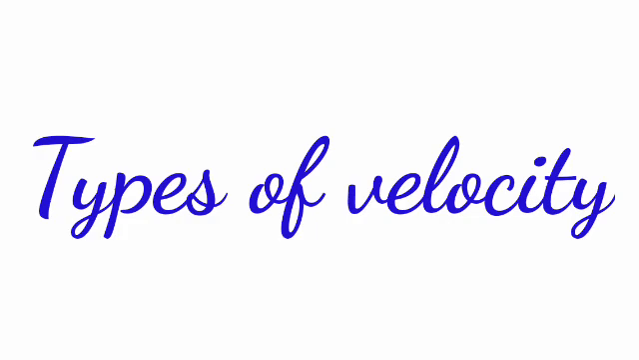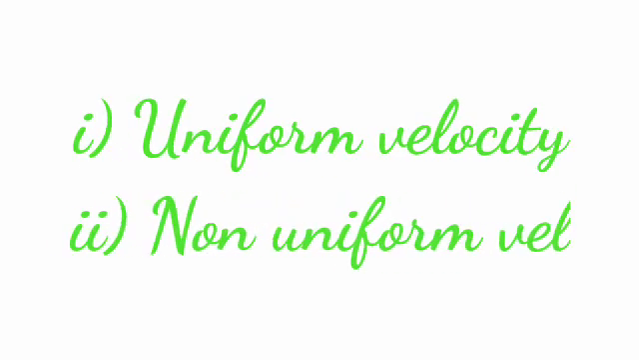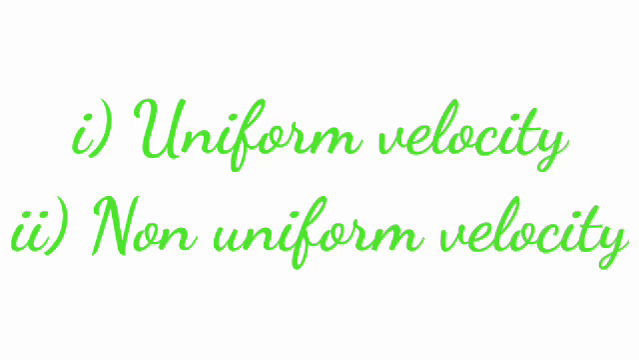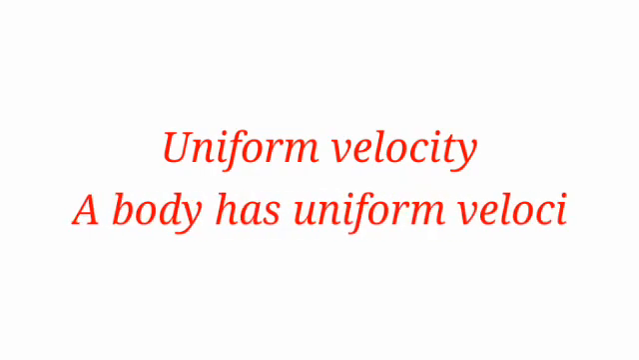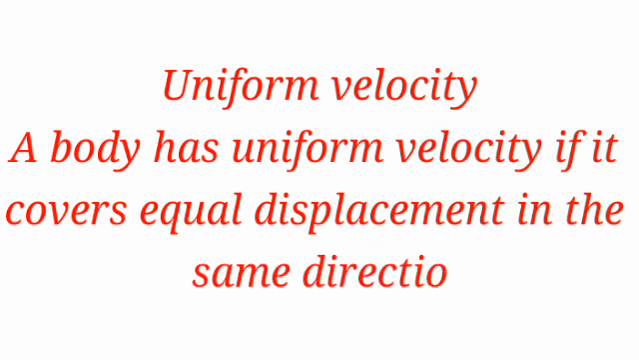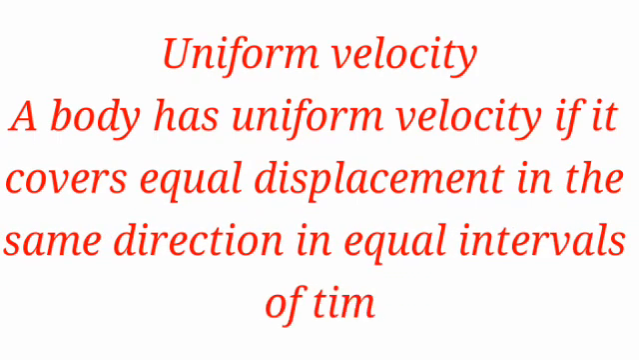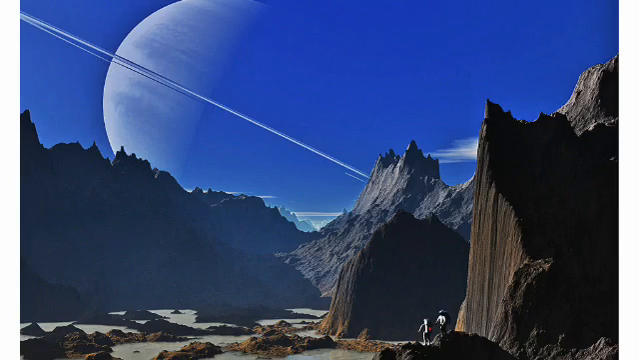Next, types of velocity. There are two types of velocity. One is uniform velocity, the second is non-uniform velocity. First, uniform velocity. A body has uniform velocity if it covers equal displacement in the same direction in equal intervals of time. For example, light travels through vacuum.